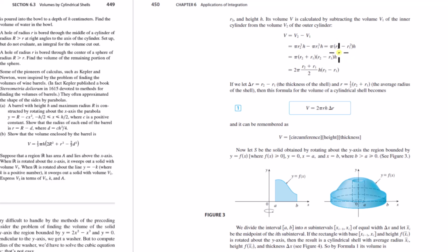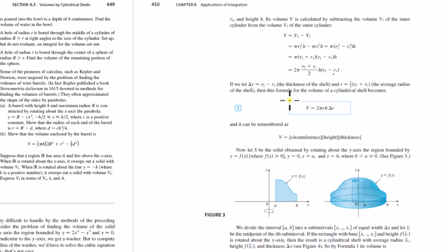Now, this is the difference of two squares, so they split it up like this: pi times R2 plus R1 times R2 minus R1 times H. And then they write it this way. They make this 2 pi and then do R2 plus R1 divided by 2, which is that average radius, the radius of the midpoint of the thickness, times H times R2 minus R1. So delta R is the thickness of the shell, right? This R, just R, is that average radius.